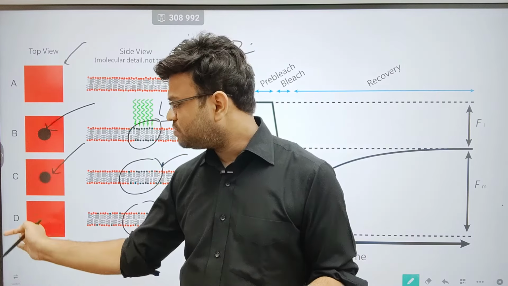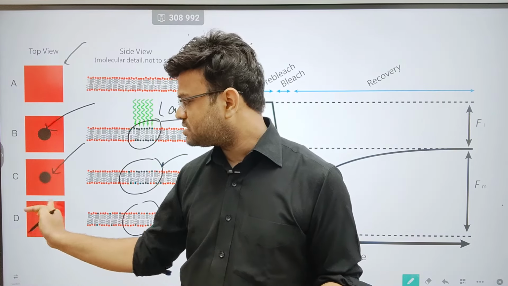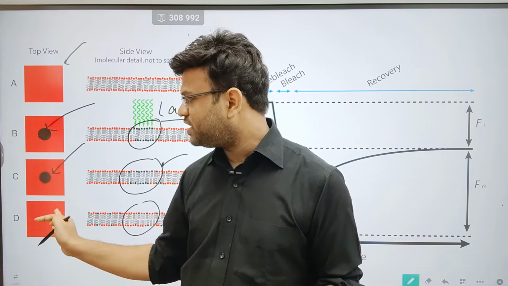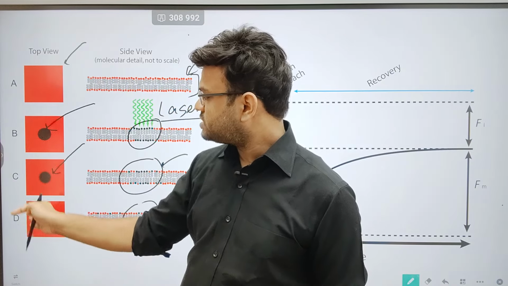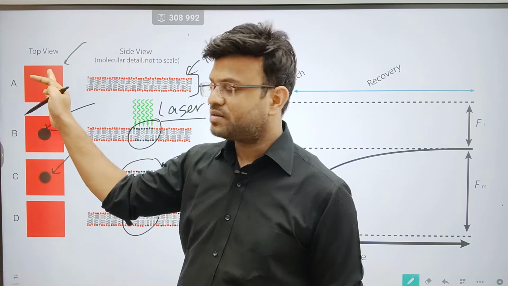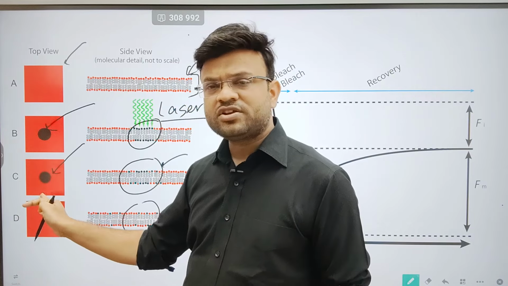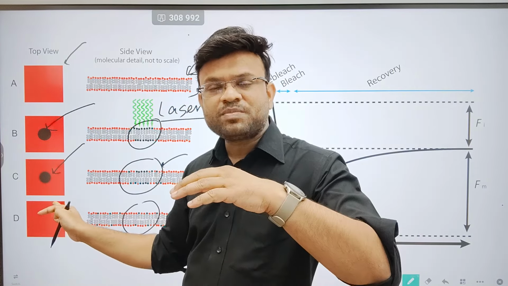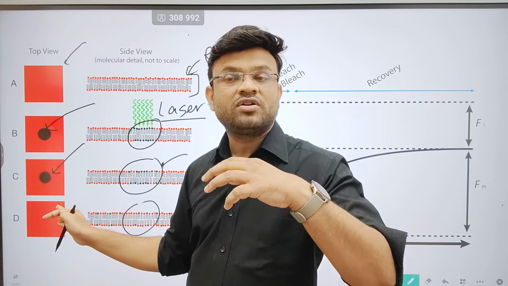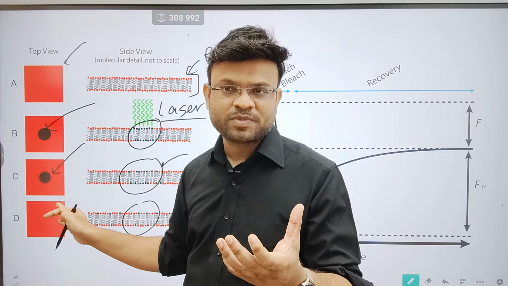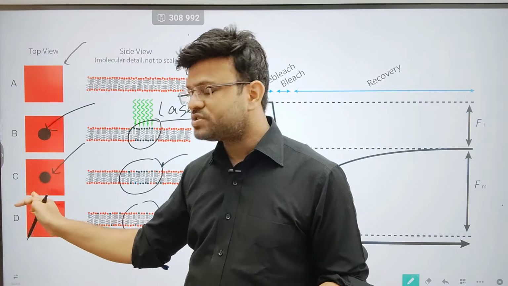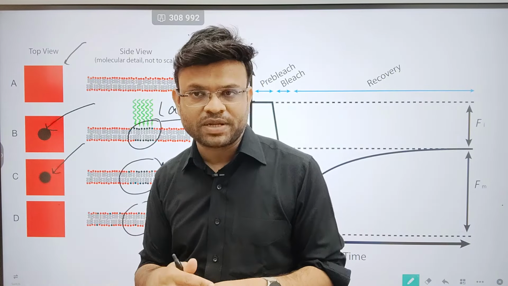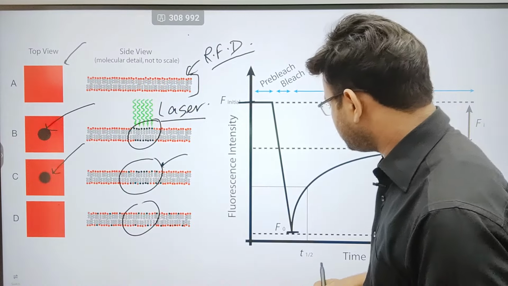That is why this region would be comparatively darker. This would be comparatively darker as compared to this one. Rather, we should say that this is slightly darker and this is slightly lighter, because over here fluorescence recovery is not 100%. There is some percentage of recovery, because not every component inside the plasma membrane would be mobile, some would be immobile. Because of that, the fluorescence recovery has not completely taken place. This is what I wanted to show you.